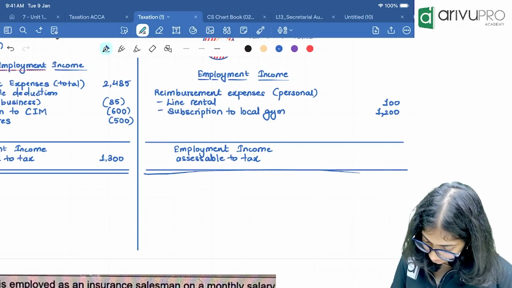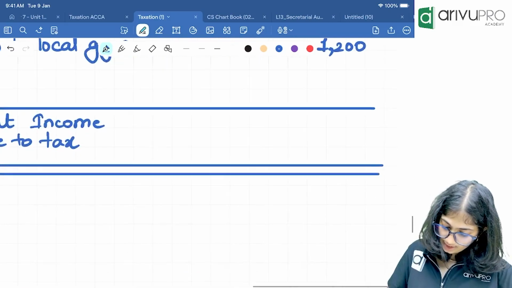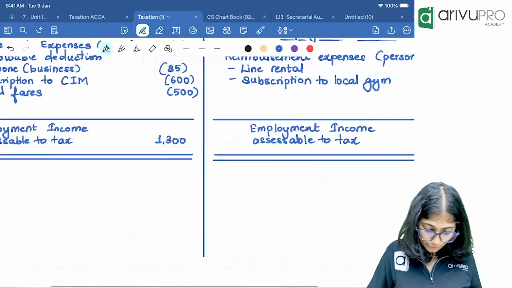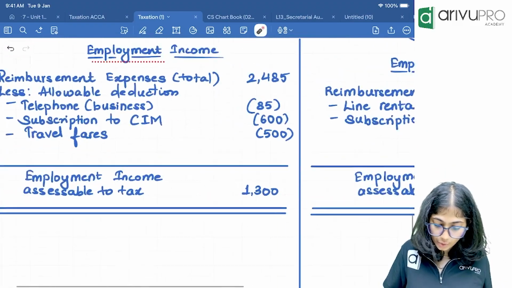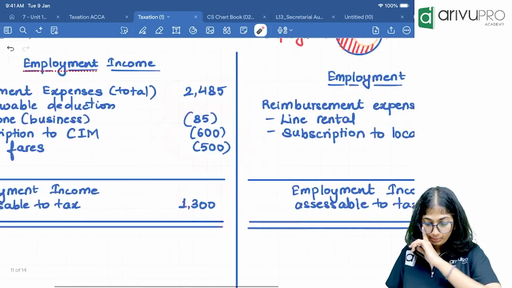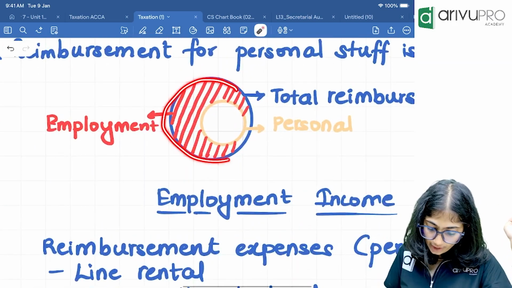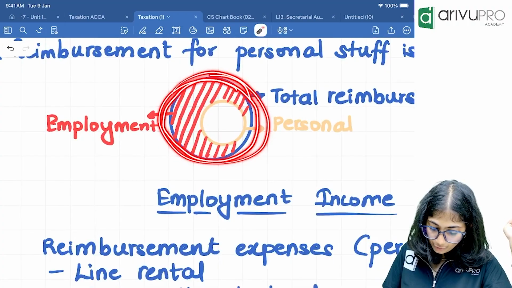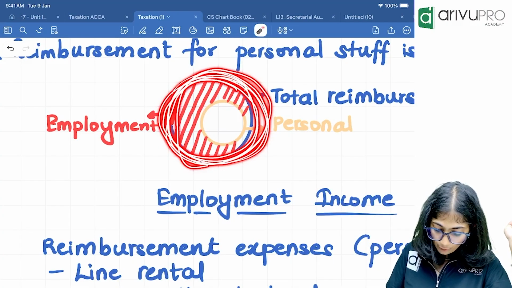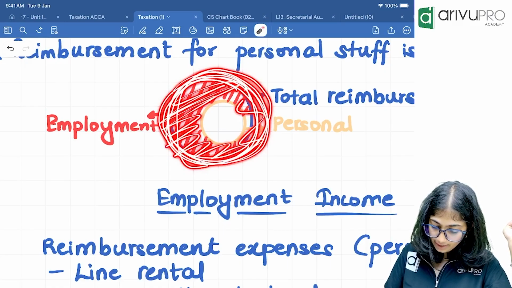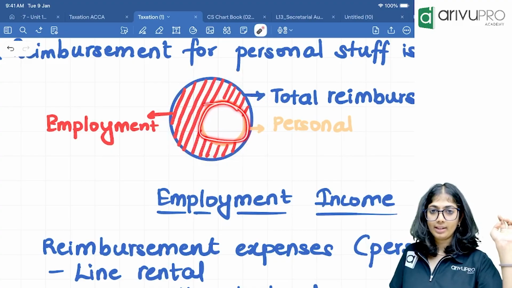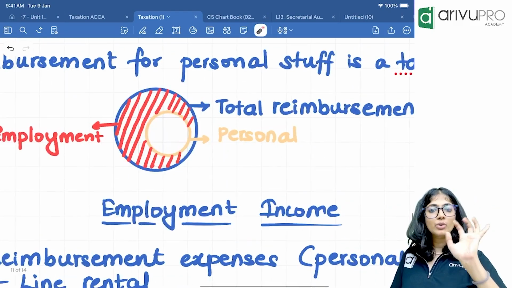You're going to find that is the same amount, because the math here is mathing. What does that mean? Out of the total amount, you remove all the allowable deductions, you will get only the personal amount remaining. Out of the total amount, you remove all of the employment related stuff. What will be remaining? The personal amount. Either way, you're going to get the same answer.